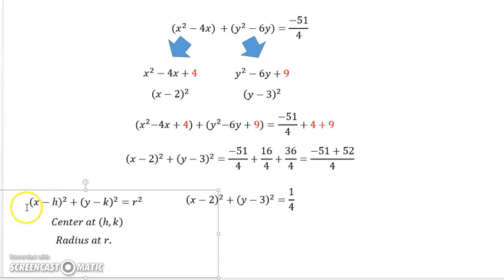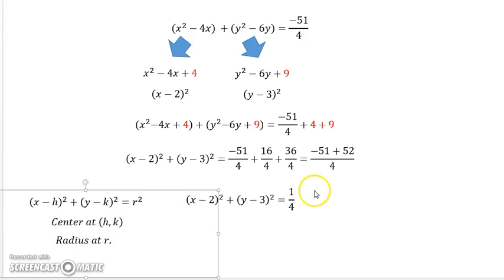So if you remember the standard form of a circle, I have x minus h squared plus y minus k squared. And those h and k values are going to result in translations, shifting this left and right for h and shifting this up and down for k. The r squared value is going to get me my radius, or my r value. So my center again is at h, k, and my radius is r.